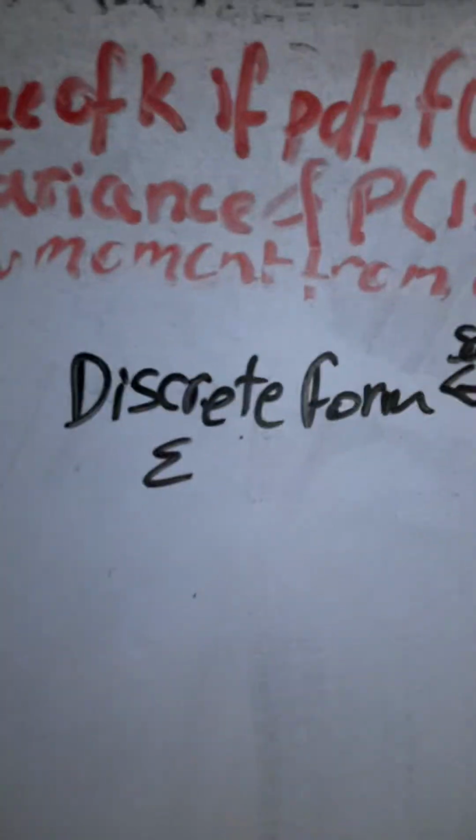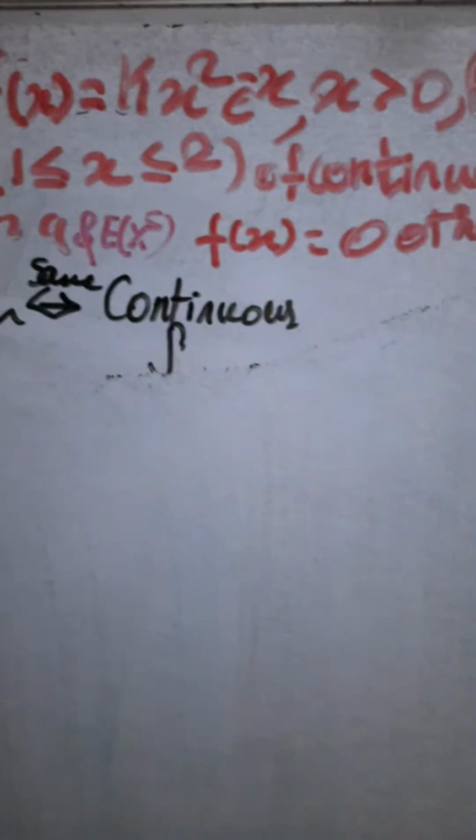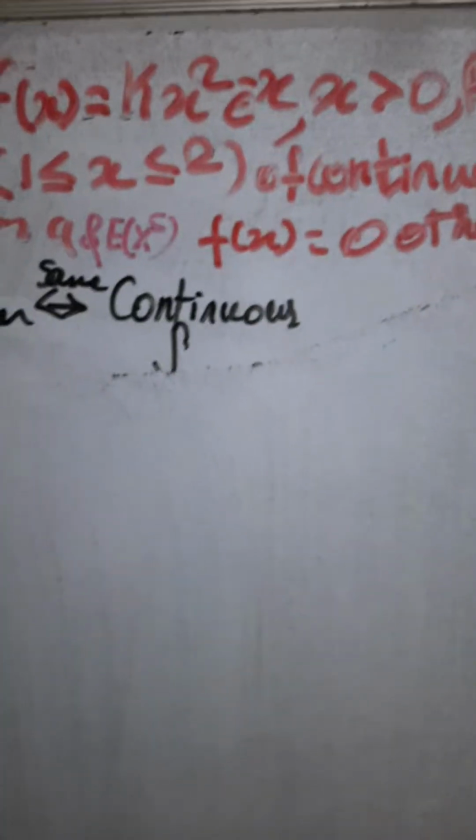PDF means not the PDF file extension. PDF means probability distribution function. It's like a short form, an abbreviation, I guess. So the PDF f of x equals k x square e raised to minus x, when x is greater than 0. When you put x in it, you just consider x and f of x.